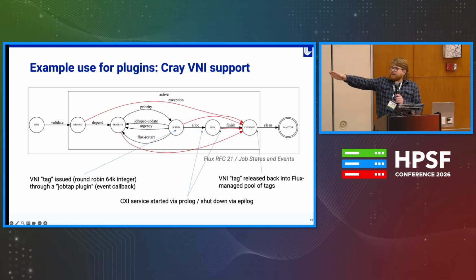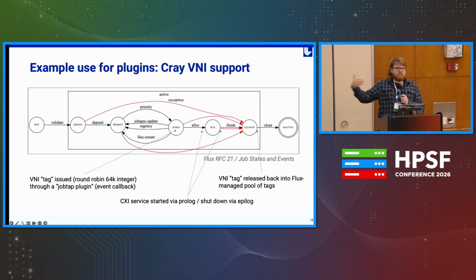And then when they hit the run state, the prologue takes this integer from the metadata about the job, starts up their network namespace, and then tears it down at the end, and the Jobtap plugin, after their job is completed, releases that integer back into the pool that it can assign to other jobs. So this is one example of how both a Jobtap plugin and a prologue epilogue can interplay with each other to enable some kind of functionality.